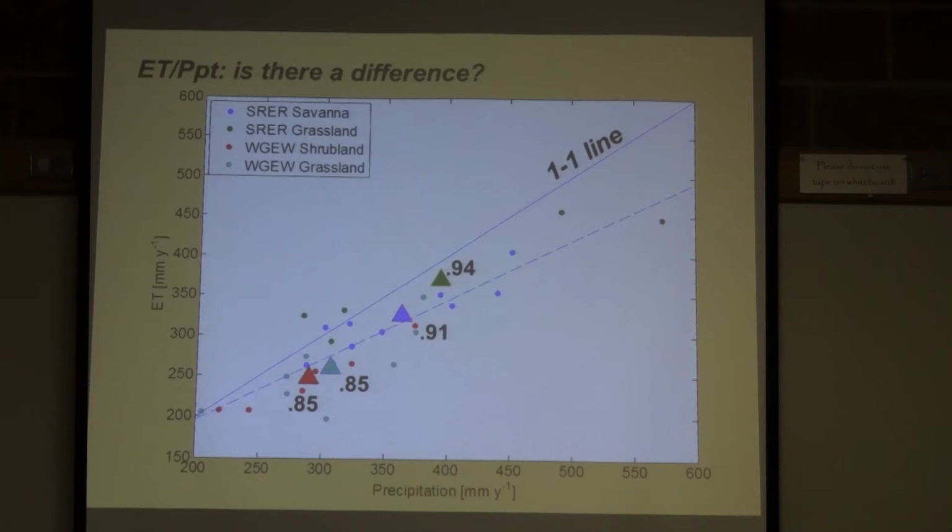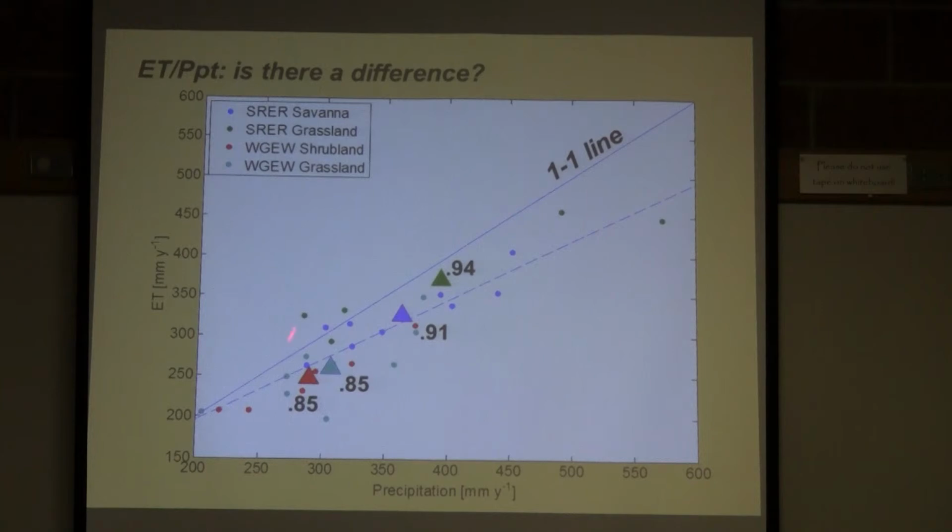Here's a plot of precipitation and evapotranspiration on an annual scale at those 4 different sites. Probably in the back it's a little bit hard to see the different colors, but you can see that the blue is the Santa Rita savanna site, the green is the Santa Rita grassland site. Again, I told you that these had a little bit more precipitation than most sites on average. And then our shrubland in red and our Walnut Gulch grassland here.